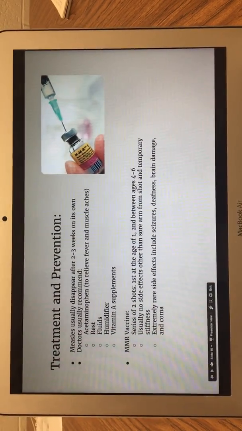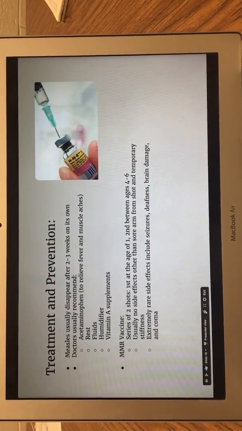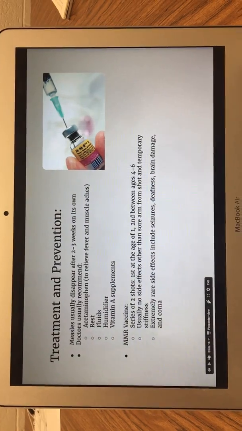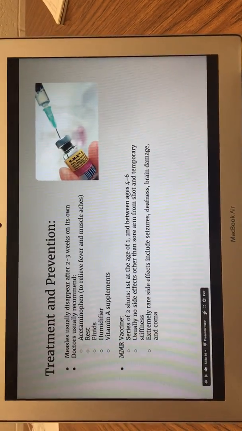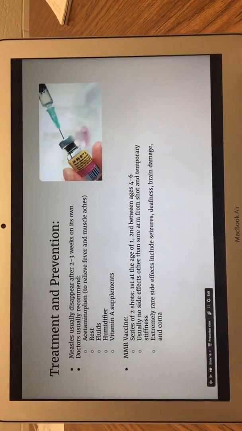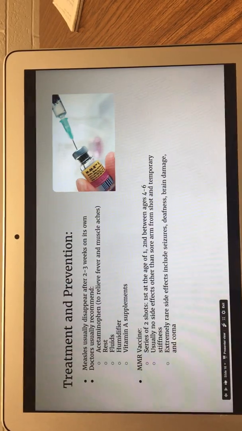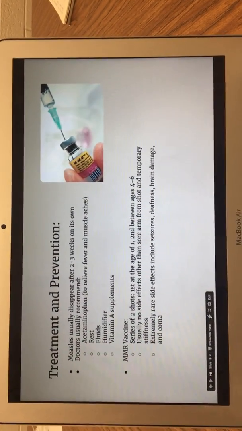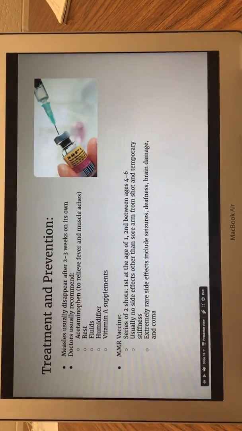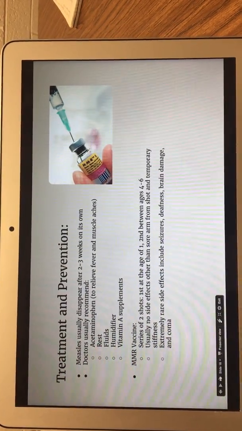The shot usually has no side effects other than a sore arm from the shot and temporary stiffness. There are a few rare side effects that can happen. There's not a whole lot of them reported, but the side effects are seizures, deafness, brain damage, and sometimes even coma. But like I said, those are extremely rare and don't happen in most cases.